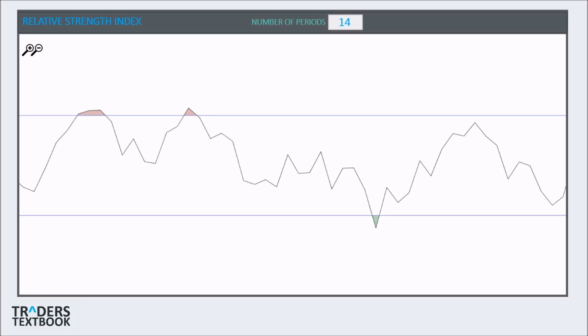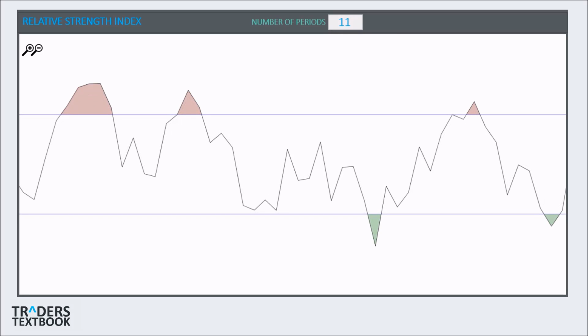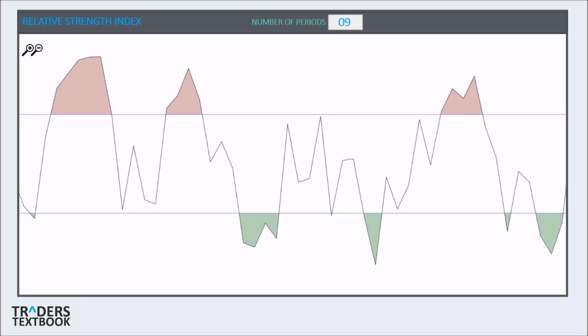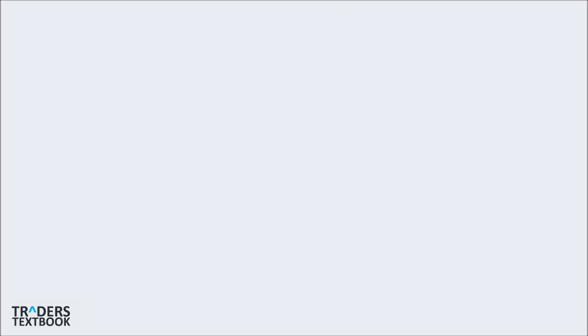It is important to note that if you decrease the number of periods, you make the indicator more sensitive to the latest price changes. On the other hand, if you increase the number of periods, you end up making the RSI less sensitive, as we can see here. Okay, great. Now that we understand what an RSI is, how do we use it for trading?